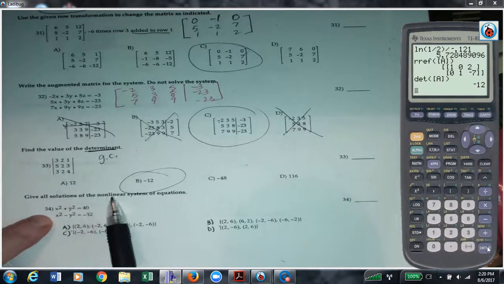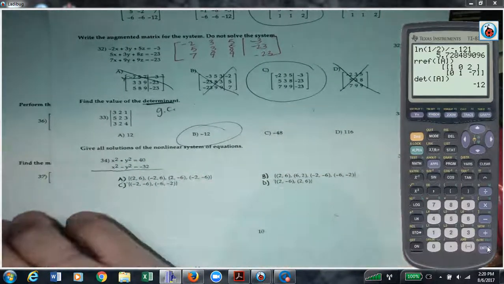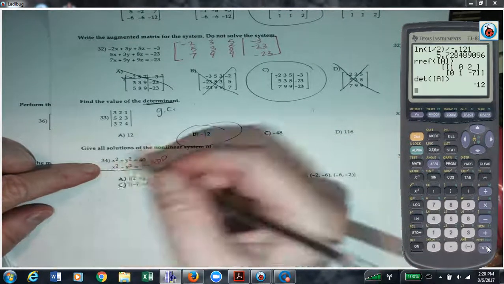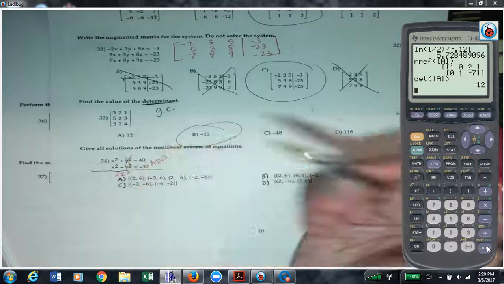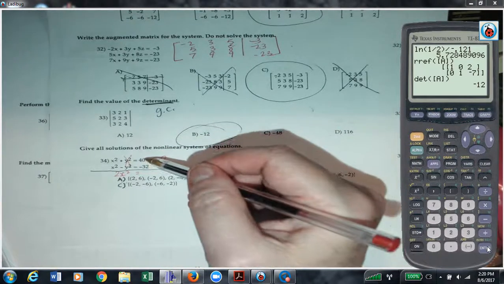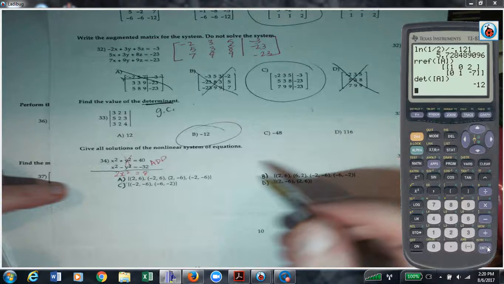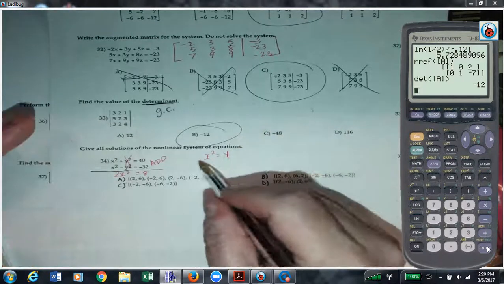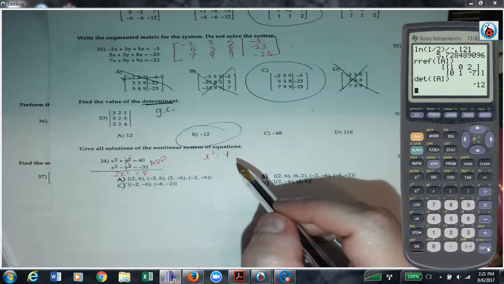Give all solutions of the nonlinear system of equations. Okay. For this one, let's do elimination as it is. Add these two together. So x squared plus x squared is 2x squared. Y squared plus negative y squared, that's eliminated. So I have 2x squared equals 40 plus negative 32, which gives me positive 8. Divide both sides by 2, and you have x squared equals 4. What are the solutions to that? The solutions are x equals 2 and x equals negative 2.